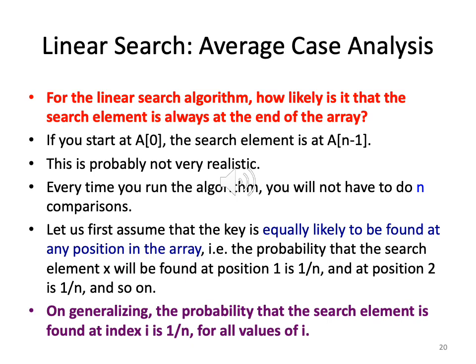On generalizing, the probability that the search element is found at index I is 1 by n for all values of I. So if n is 10, the probability of the search element being found at index 0 is 1 by 10, at index 1 is 1 by 10, at index 2 is 1 by 10, and so on and so forth. Add all of them up, 1.